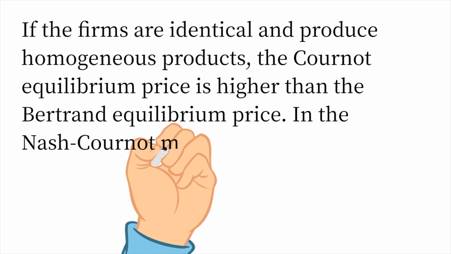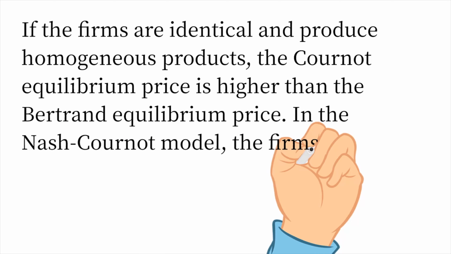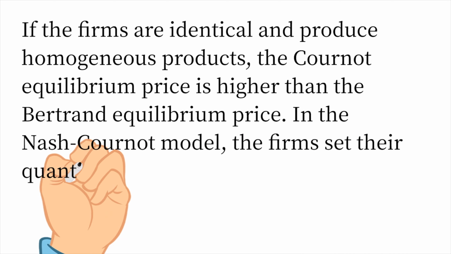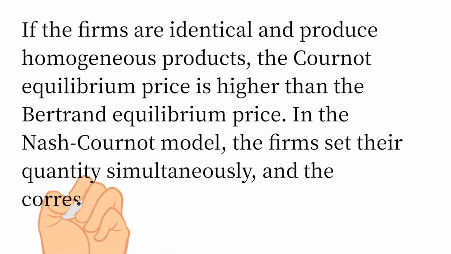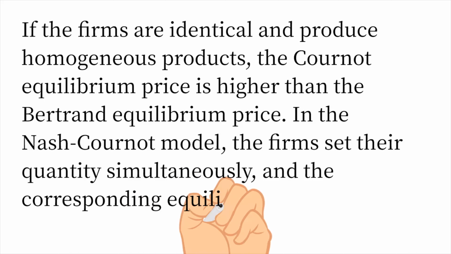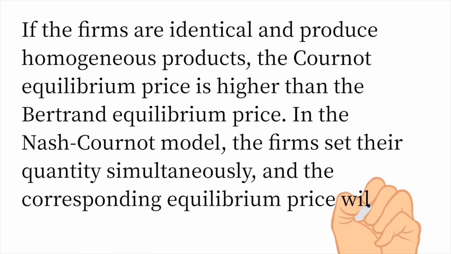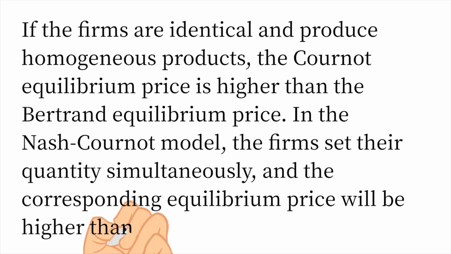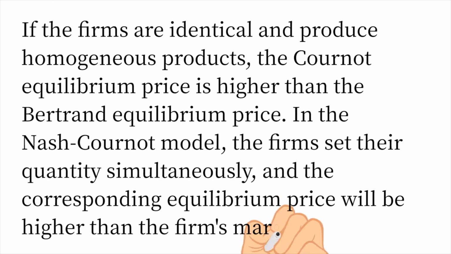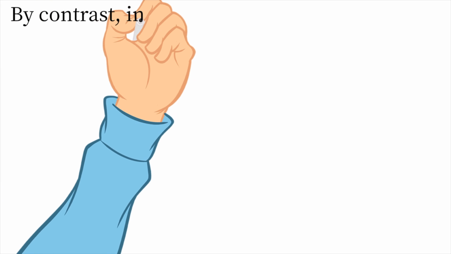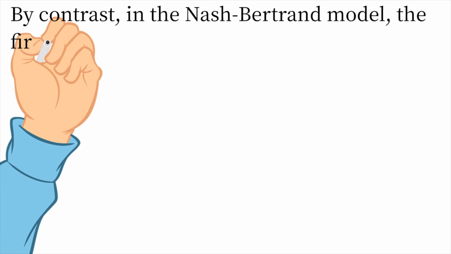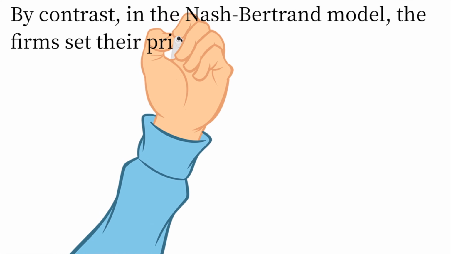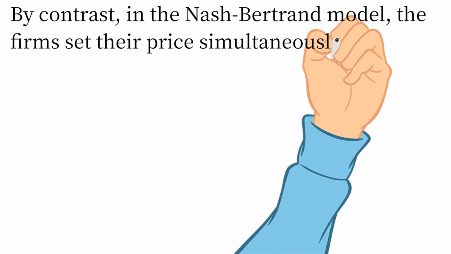In the Nash-Cournot model, the firms set their quantity simultaneously, and the corresponding equilibrium price will be higher than the firm's marginal cost. By contrast, in the Nash-Bertrand model, the firms set their prices simultaneously, and the equilibrium price equals the firm's marginal cost.